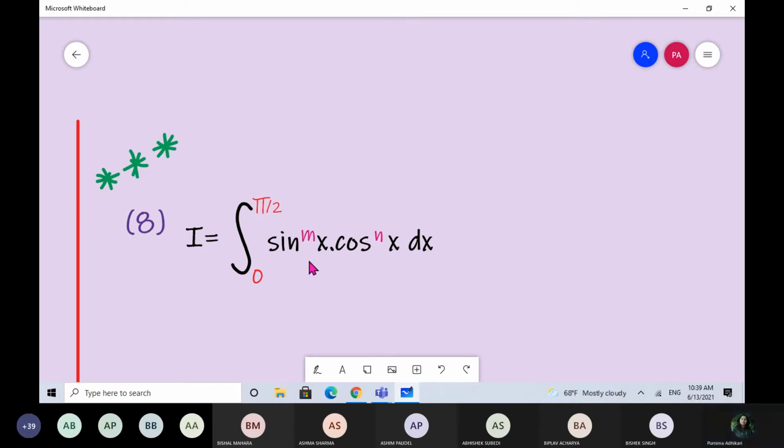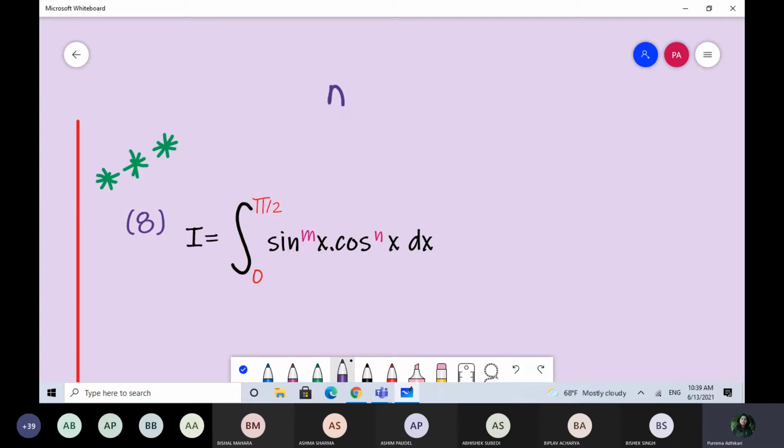Okay, where the values of m and n must be greater than -1. Why, you will understand later. The values of m and n must be greater than -1. Okay, you will understand the reason later.